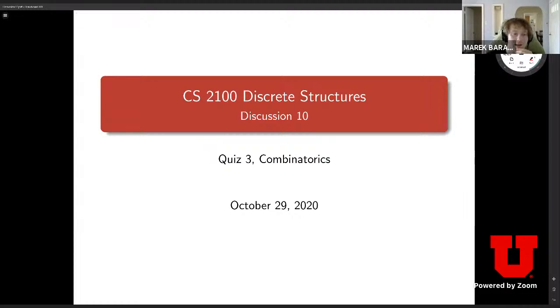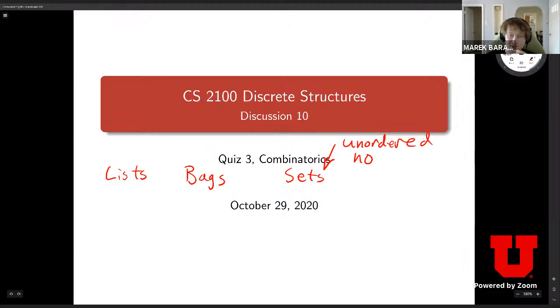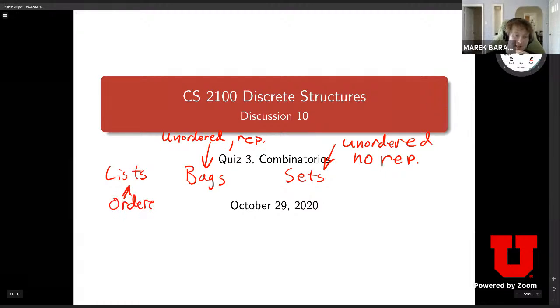So you were asking about lists, bags, and sets. Sets are unordered, with no repetition. Bags are unordered too, and they do have repetition, or allow it. And lists are ordered, and you have to decide whether they have repetition or not.